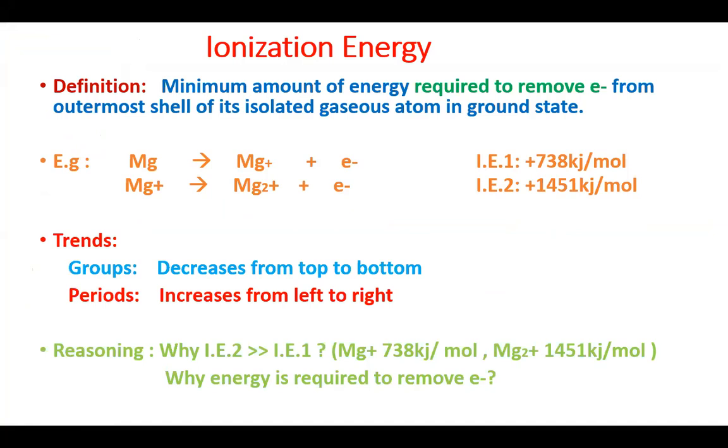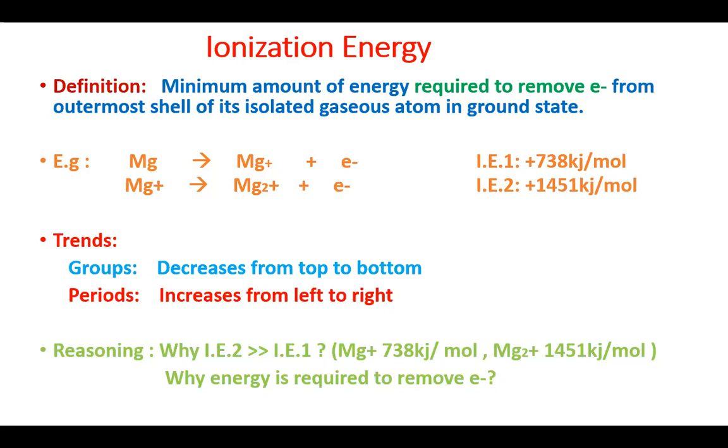First of all, in this video, we will discuss ionization energy. Here are some headings through which we can cover this topic. Number one, definition. How you can define ionization energy. Ionization energy can be defined as the minimum amount of energy which is required to remove an electron from the outermost shell of its isolated gaseous atom in the ground state.